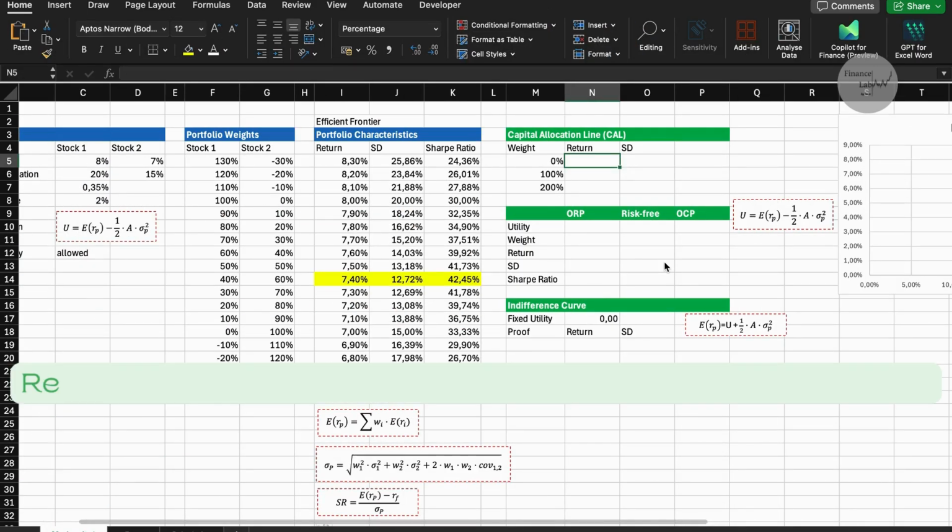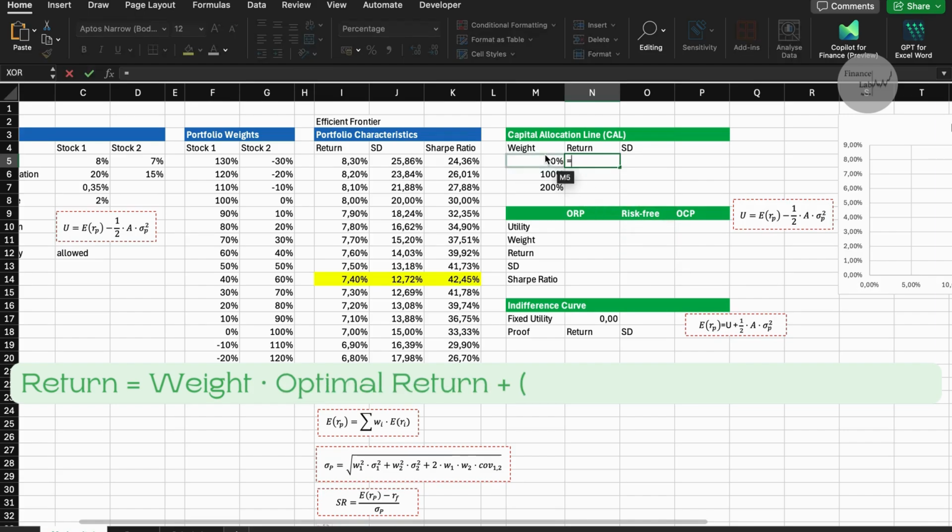Let's insert the capital allocation line. On the capital allocation line are all possible combinations of a portfolio consisting of an investment in the risk-free rate and the optimal risky portfolio. Although, see the Tobin separation theorem.